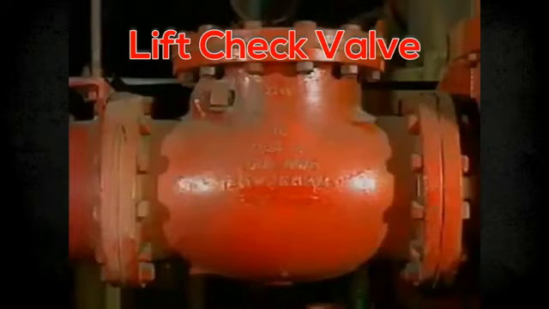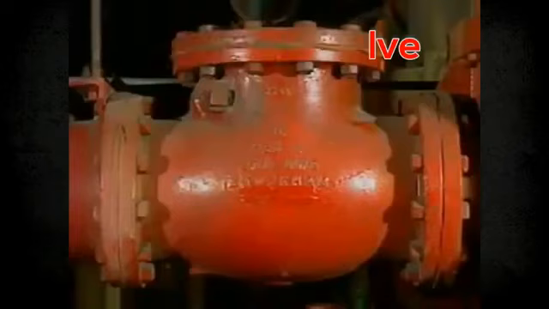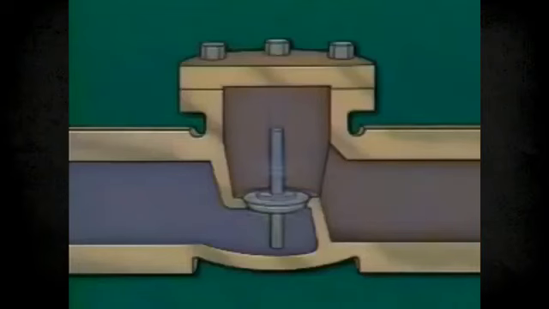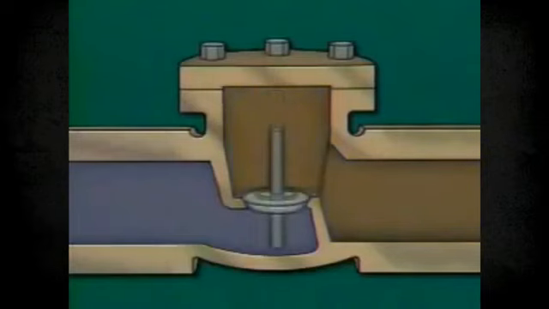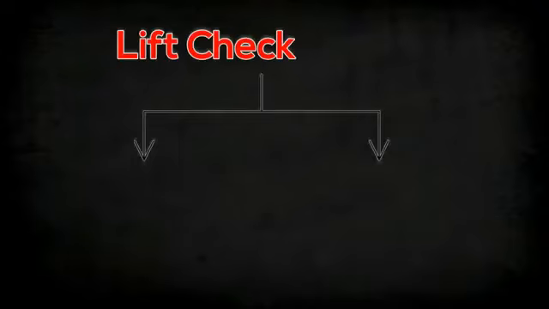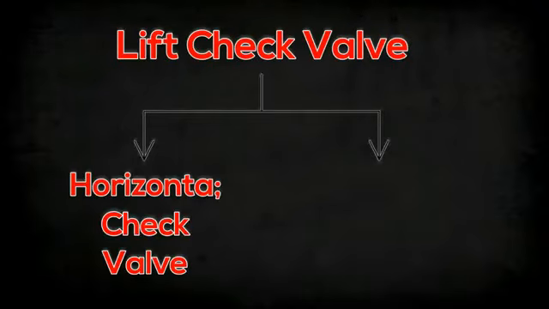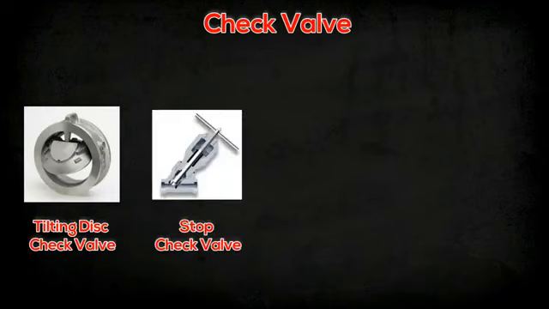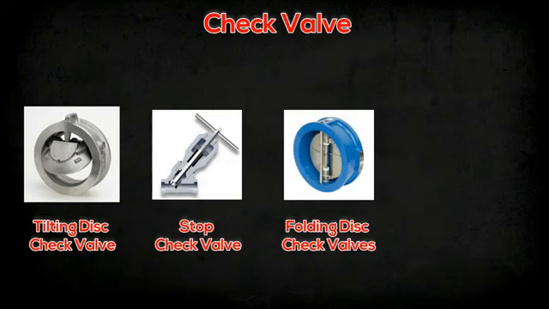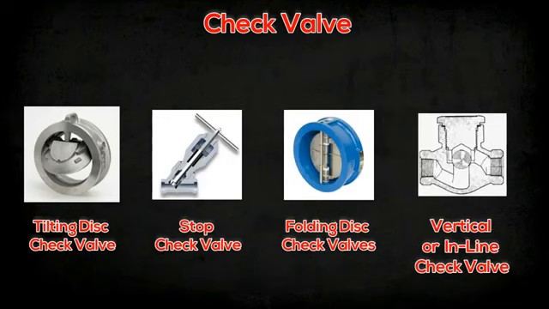Lift check valve. The lift check valve design is similar to the globe valve. Lift check valves are particularly suitable for high pressure service. As flow enters the valve, the disc is lifted off the seat, allowing the flow to pass. When the flow stops or reverses, the piston or ball is forced onto the seat of the valve to stop the flow. There are two types of lift check valves, horizontal and vertical. There are some other types of check valves like tilting disc check valve, stop check valve, folding disc check valve, and vertical or inline check valve.